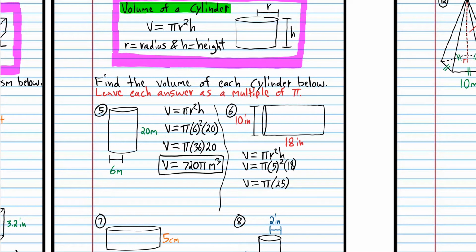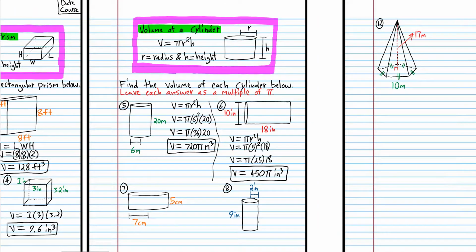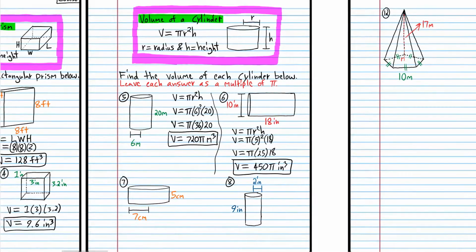5 squared is 25. And the final answer is whatever 25 times 18 is. So I can do that on my calculator real quick. 25 times 18 is 450. So 450 pi cubic inches. So why don't you try number 7, and when you come back, we'll do it together.